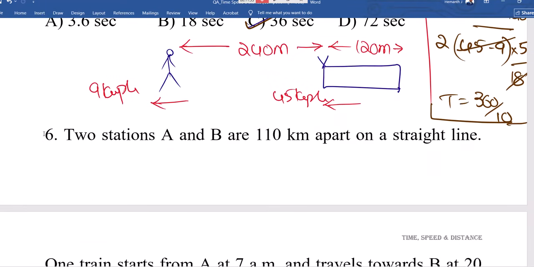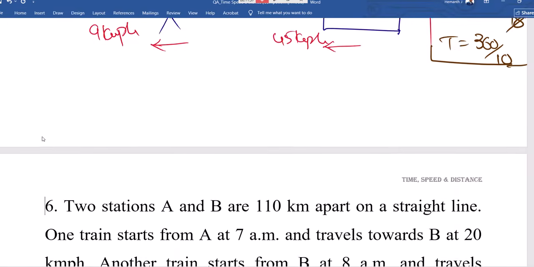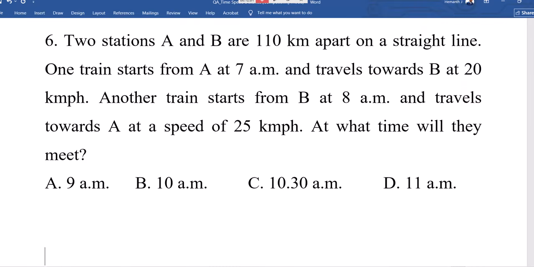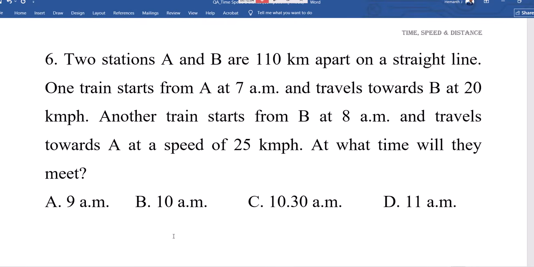Now this question, two stations A and B are 110 km apart on a straight line. One train starts at 7 a.m. and it travels towards B at 20 km per hour. Another train starts from B at 8 a.m. and travel towards A at a speed of 25 km per hour.